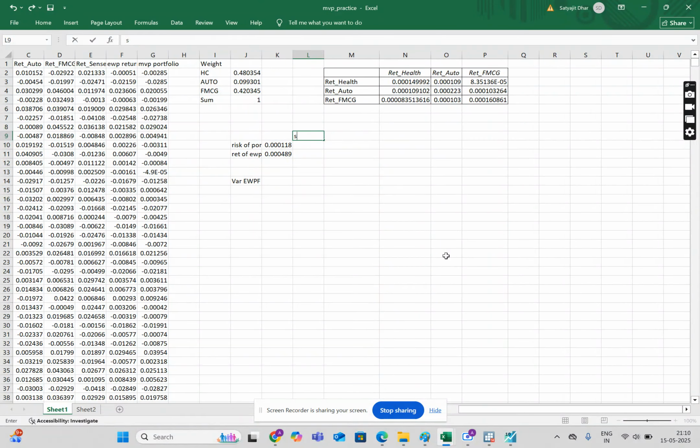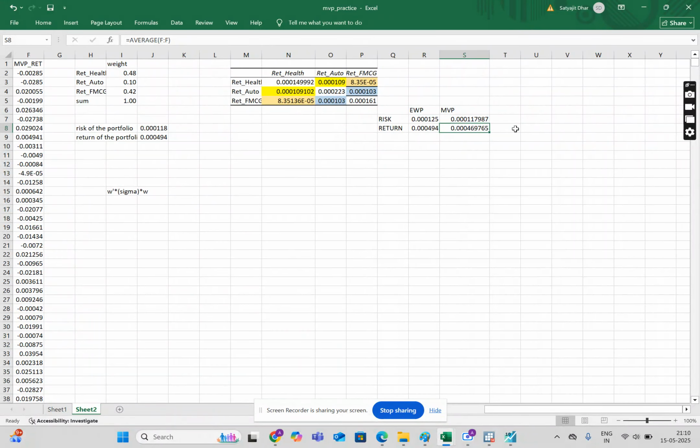I think I have it here. Yes, so here I have the risk. I will just write the standard deviation of EWP and MVP. The standard deviation of risk will be equal to SQRT, that is the square root of the risk, because the risk is in variance format. Here also it will be the square root of the variance. So we have it here.